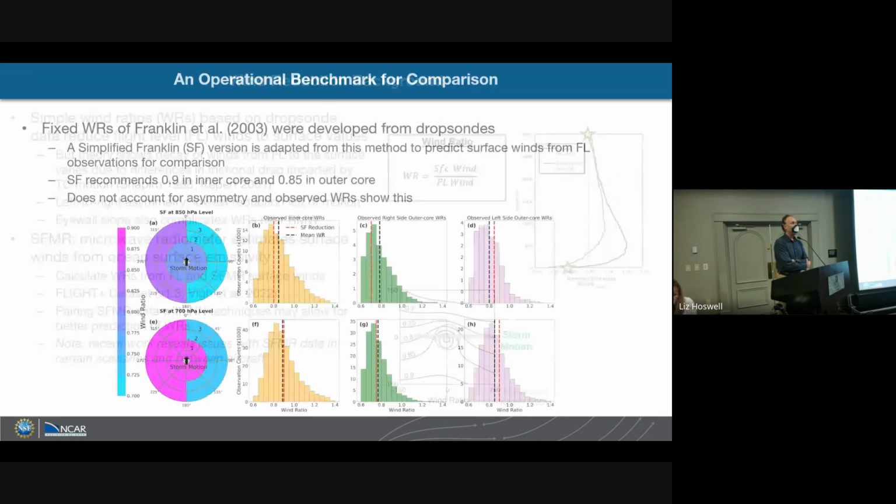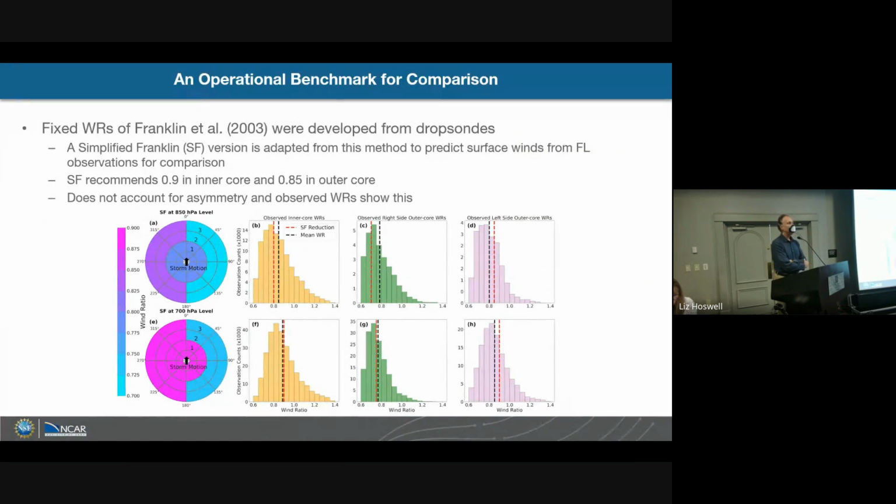So next slide. But first, we have to talk about a benchmark, because if you're going to do anything new, you have to compare it to something. And so the state of the art that we figured we should compare to was the Franklin et al. 2003 dropsonde profiles, where he came up with reduction factors for the wind. And these were meant to look at the peak winds in the storm. But we were like, okay, can we apply this in kind of a sane sense across the storm? And so that's what we set out to do. Alex came up with this, what he called the simplified Franklin benchmark. It's not perfect, but we know that there's left-right asymmetries and all that good stuff, but it serves as a pretty good benchmark. Next slide.